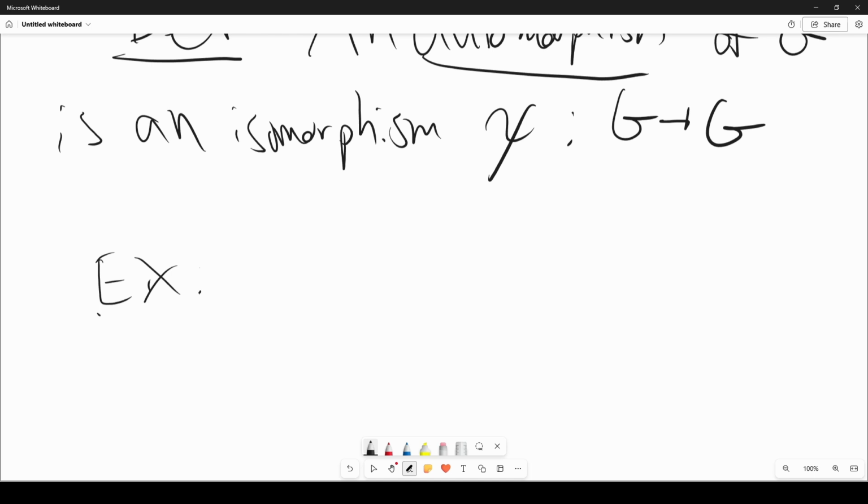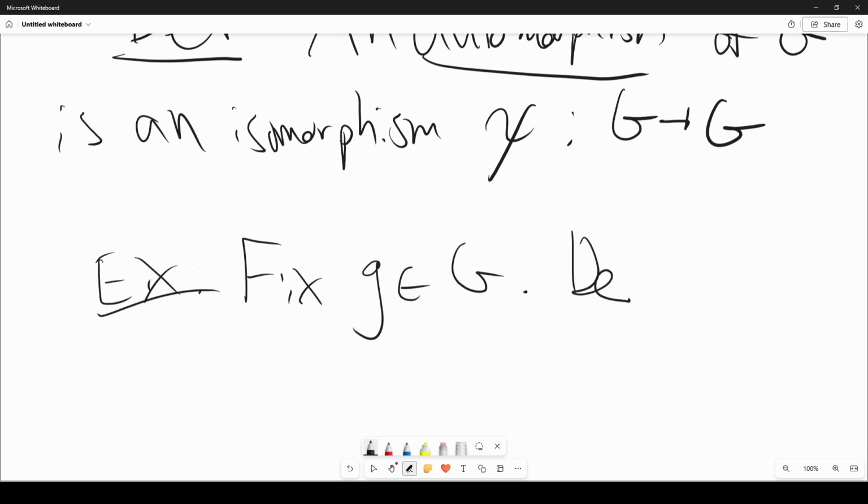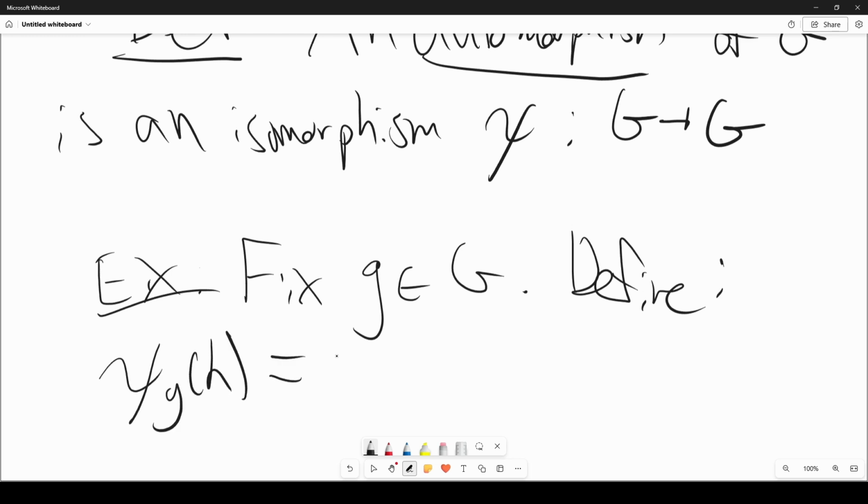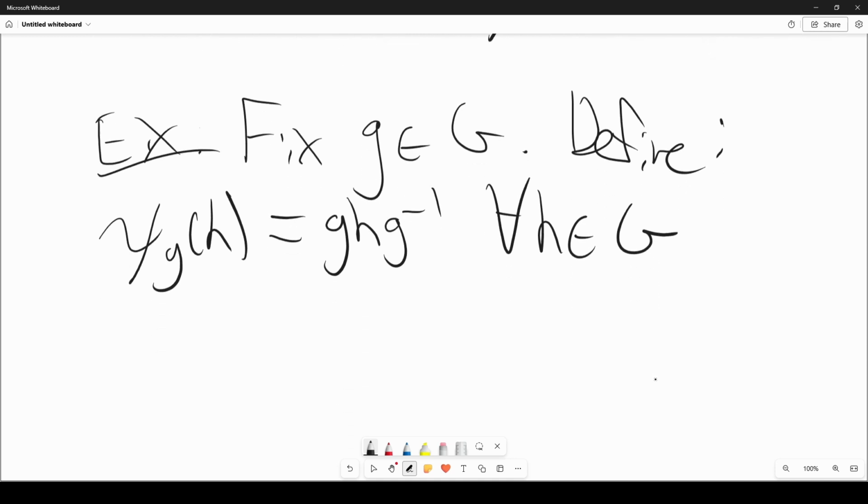So, for example, let's fix some element G in G and define a mapping psi sub G of H equals G times H times G inverse for all H in G. This mapping has a very specific name. It's called the conjugate mapping, or conjugation by G.